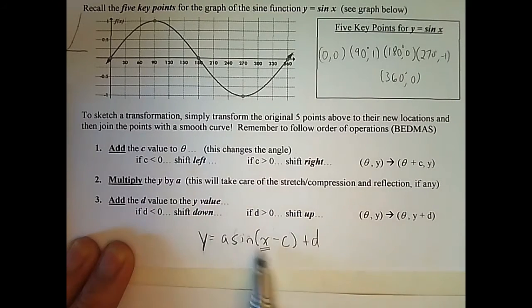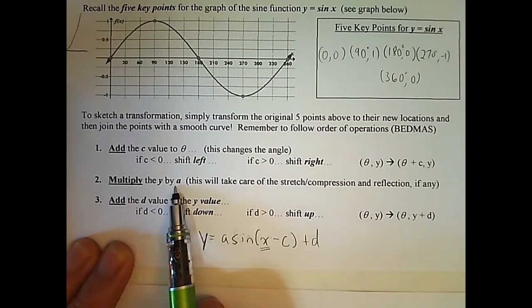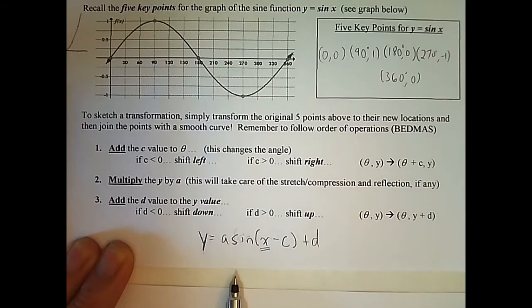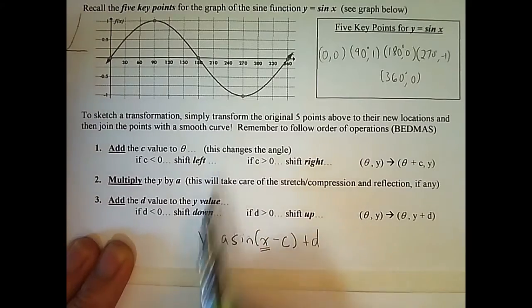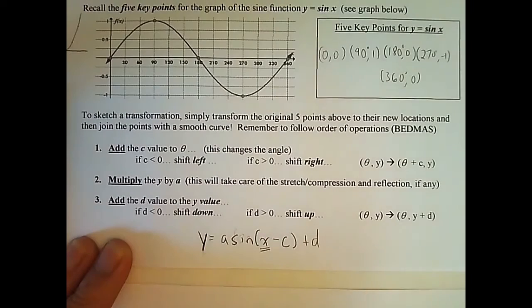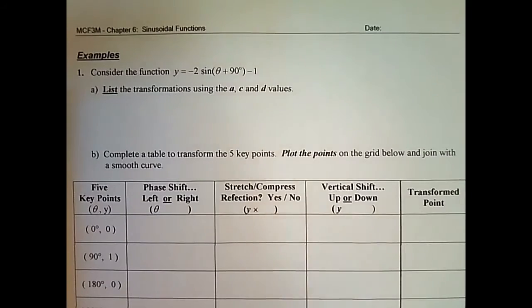Then, after we do the things in the brackets, BEDMAS says to do multiplication next. So I'm going to do the a value, which is doing the stretch or compression, and then also any reflection if we need to. And then lastly, we do addition, which is the vertical shift, either up or down. That's going to affect the y value. So as long as we follow this order, we can do any kind of transformation for sine functions. So let's get to an example.